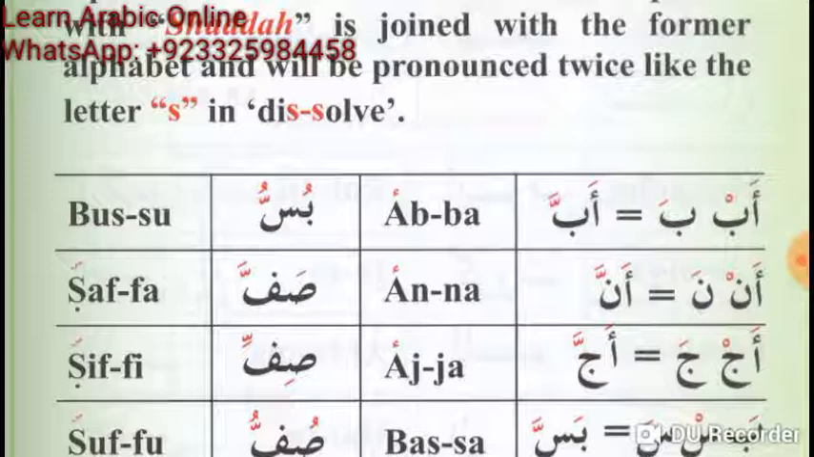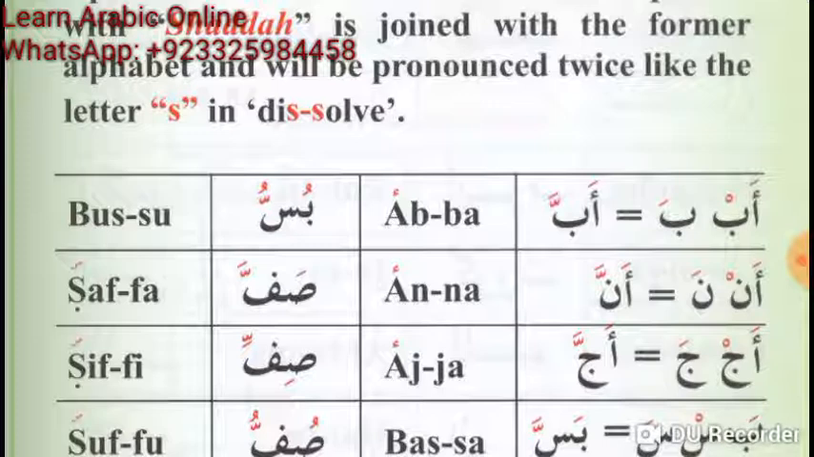Then, since you know that the alphabet is two times, the first time the alphabet is with sukoon and the second time the alphabet is with a vowel. In sukoon lesson number 2 you learned that whenever you see a sukoon you merge it with the previous alphabet. So here you will merge the first ba with the previous alphabet, it will become alif, hamza, fatha, ba, sakin, ab. Then second ba is ba, fatha, ba, ab, ba.